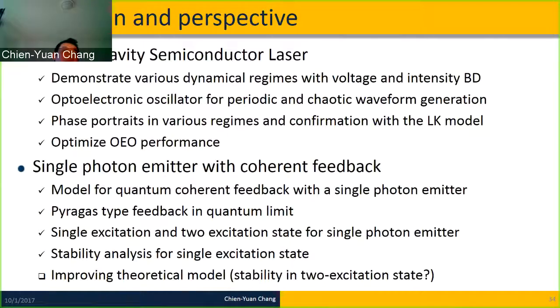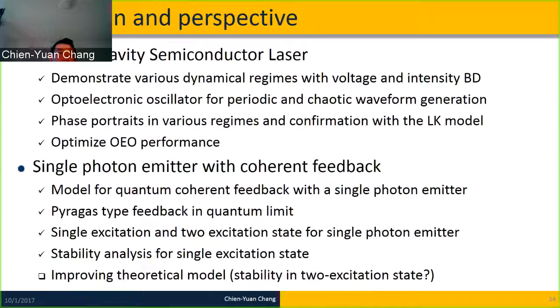Then, I forgot to show the other slides. Then we move on to optical feedback in a single photon regime. So we have very good results that match with other people's work. We're able to show a coherent feedback of single photon emitters. We study the effect of external cavity length, or the delay time, and the effect on the stabilization.